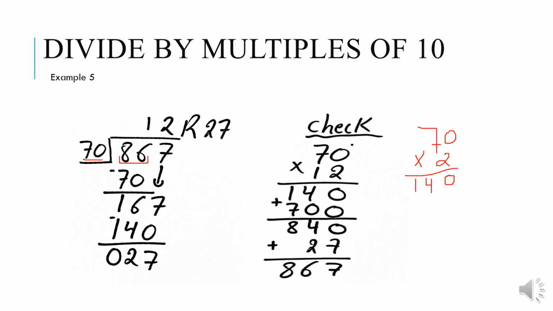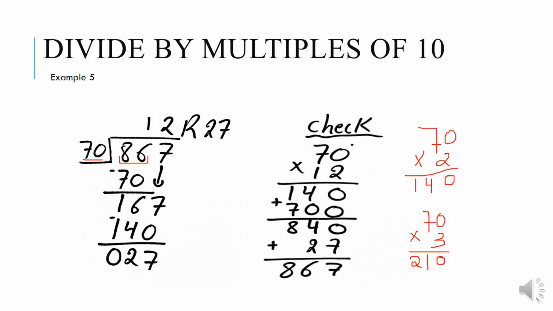I ask myself, how many 70s do I need to make 167 or almost 167? We calculated that 70 times 2 equals 140. Let's try 70 times 3. So it's 70 times 3. 3 times 0 is 0. 3 times 7 is 21. So 70 times 3 is 210. 210 is greater than 167, so I have to use the 140.